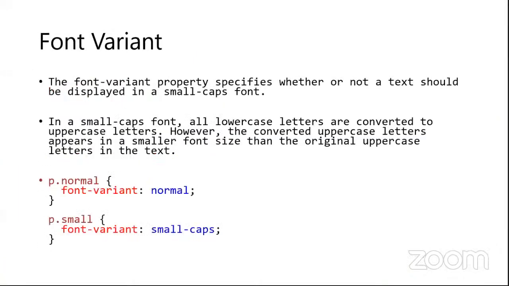Okay, so go to the font variant. The font variant property specifies whether or not a text should be displayed in a small caps font. In small caps fonts, all lowercase letters are converted to uppercase letters. However, the converted uppercase letters appear in a smaller font size than the original uppercase letters in the text. So just see the use of font variant.